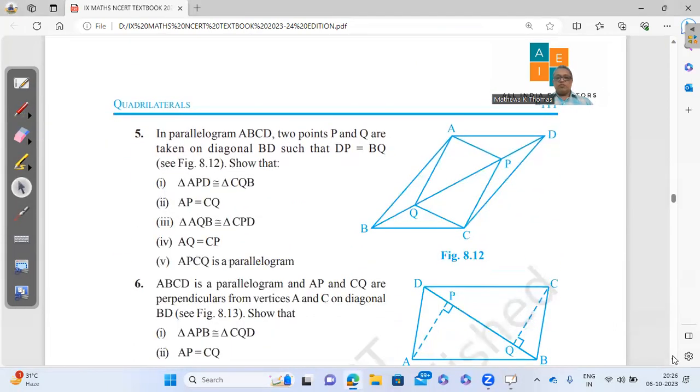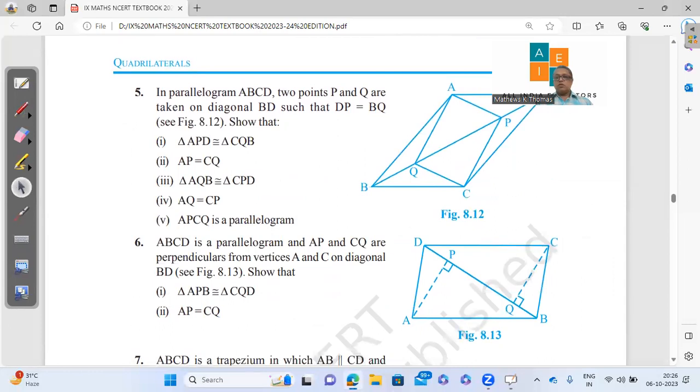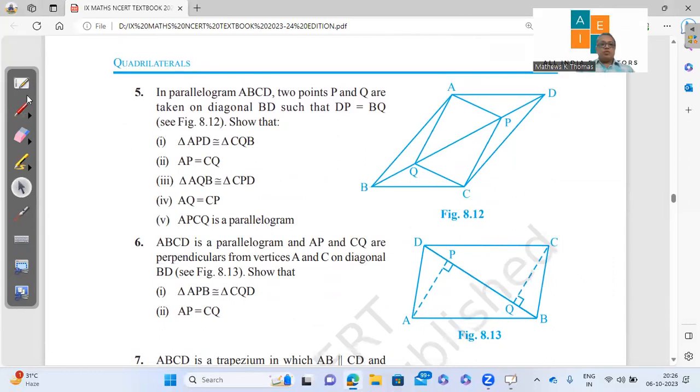Moving on to question number 5. Question number 5, the first part: prove that triangle APD and triangle CQB are congruent. It is given that it is a parallelogram. So how will I prove this congruent? If I look at this triangle, AD and BC are equal. AD equal to BC because opposite sides of a parallelogram are equal.